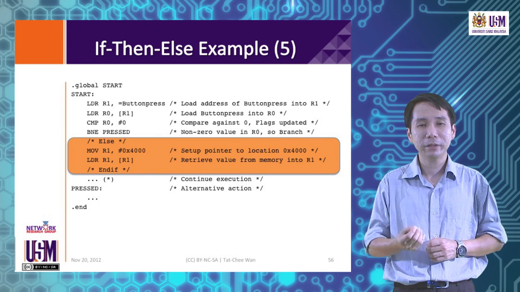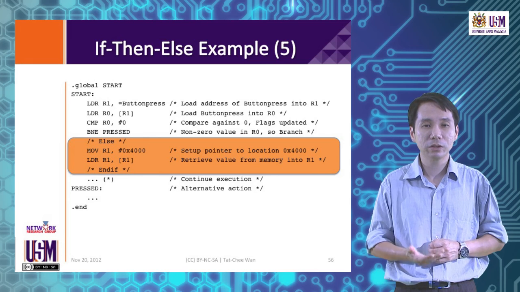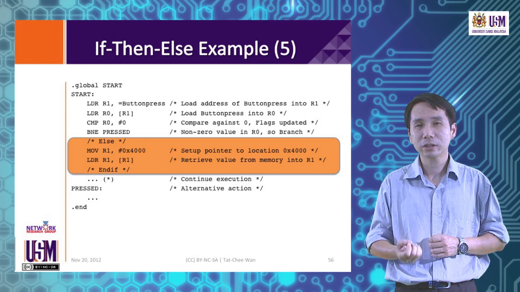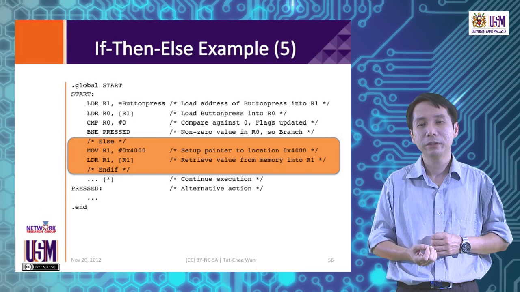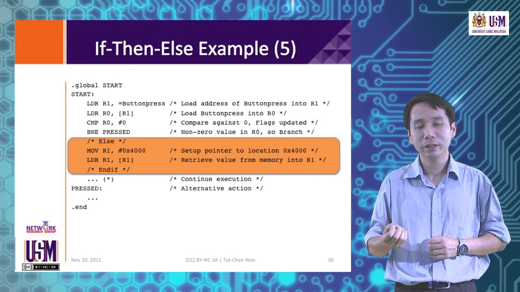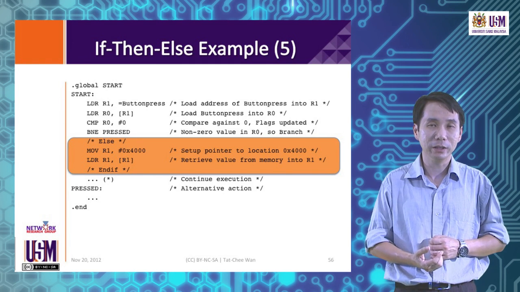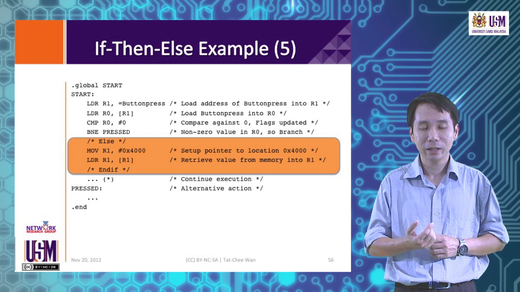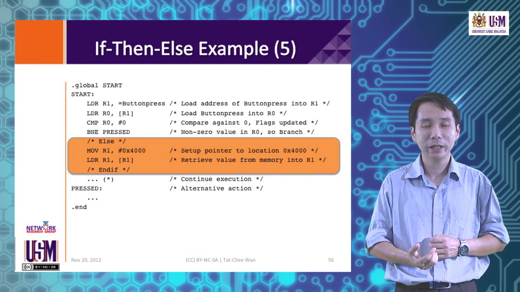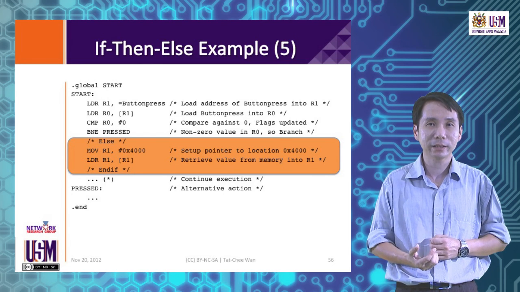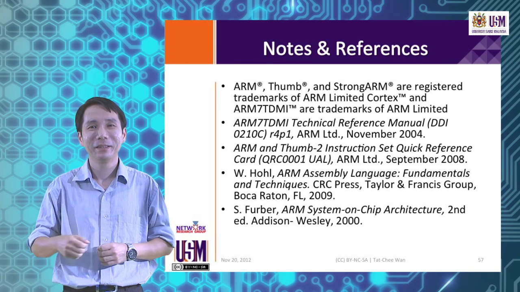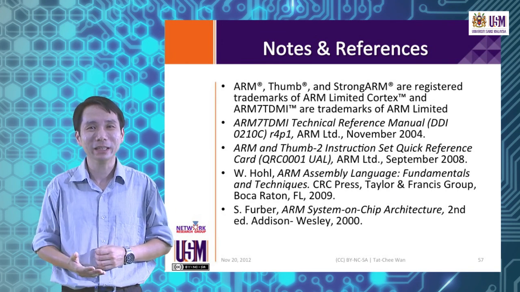Otherwise, if the value in R0 is equal to 0, we would then load the constant value 4000 hex into R1 and we retrieve from memory address 4000 hex the value in memory into register R1. Now please note that this instruction LDR R1, [R1] will replace the pointer address with the contents of our memory location 4000 hex. With that, we come to the end of part 1.